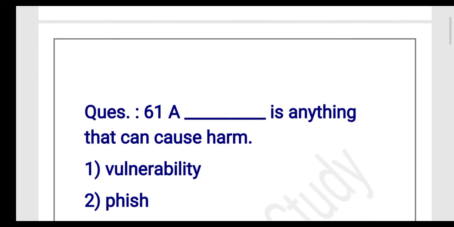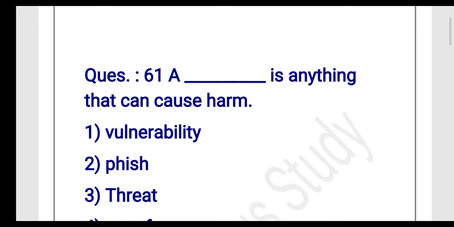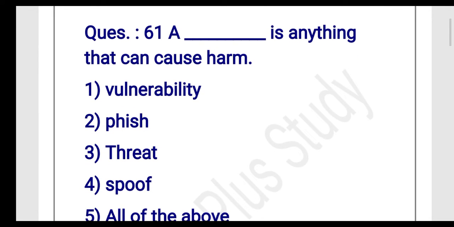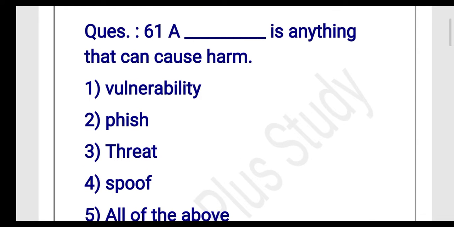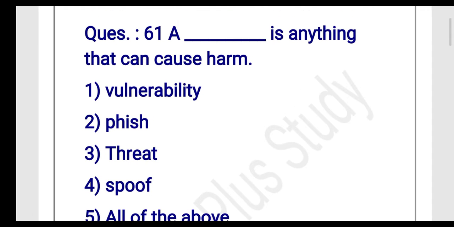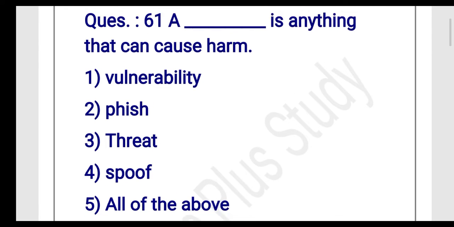Question number 61: a dash is anything that can cause harm. The options are vulnerability, fish, threat, spoof and all of the above. So what is its answer? Please comment. Its answer is threat. A threat is anything that can cause harm.